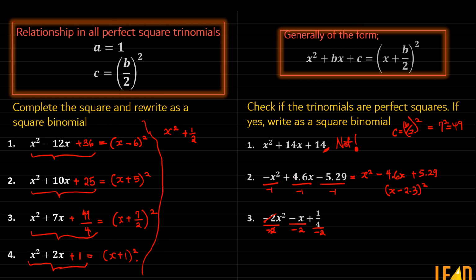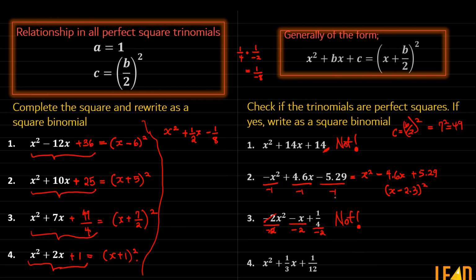And then this and this, that would be 1 over 4 divided by -2. So I can do 1 over 4 times 1 over -2, which gives me -1 over 8, right? So I multiplied by 1 over -2 instead. So this is half x, and this would give me -1 over 8. Now I can test. No, it's not, because if I divide this by 2, I get 1 over 4. If I square 1 over 4, I get 1 over 16, right? So this is not.